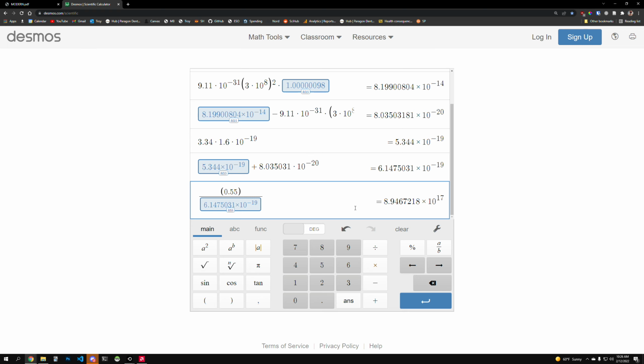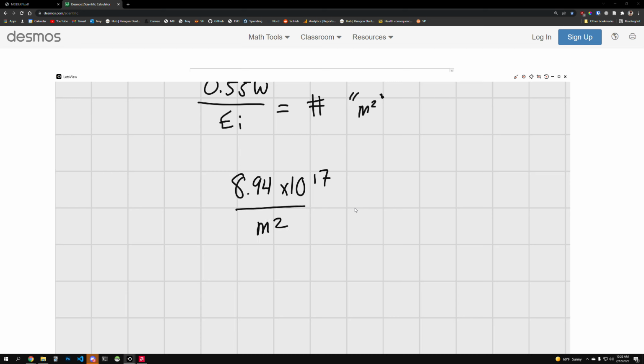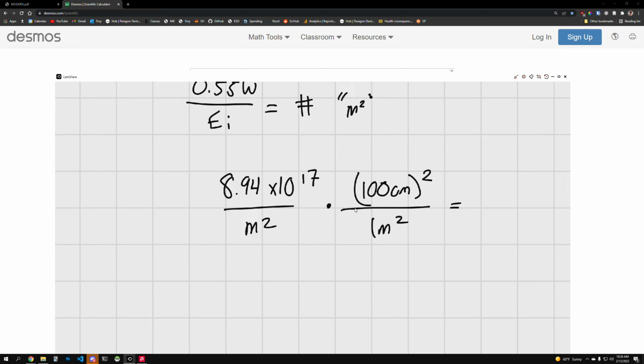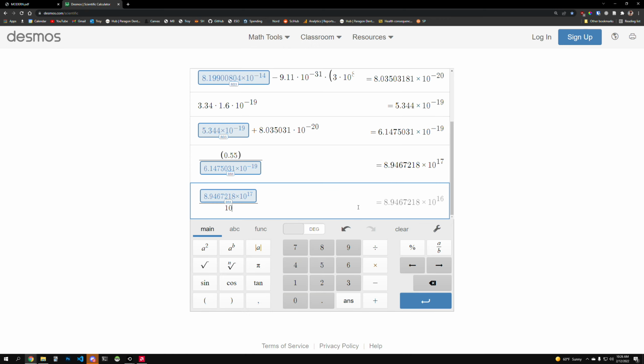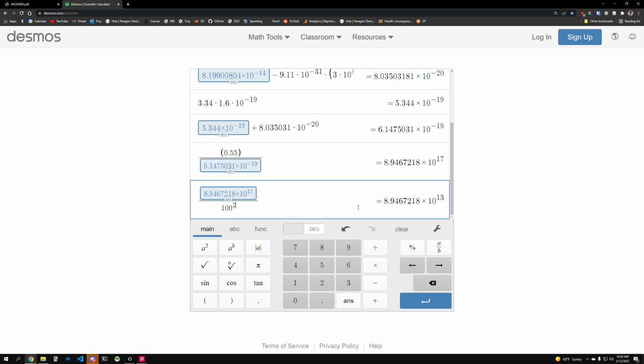And now that's all given in terms of meters squared, so we just have to multiply that 100 centimeters squared over 1 meter squared, or I guess we should do this opposite, right? So 1 meter squared is equal to 100 centimeters squared, because we want it per centimeter squared, and so that gives us a value of answer divided by 100 squared, 8.946 times 10 to the 13 per centimeter squared.